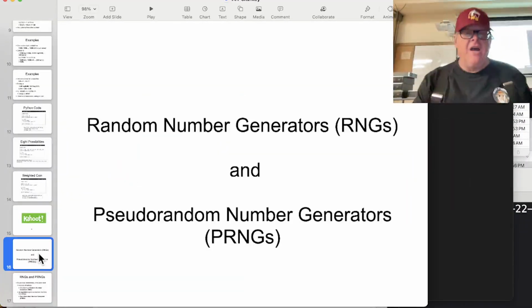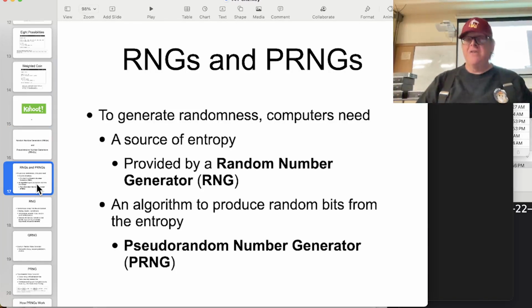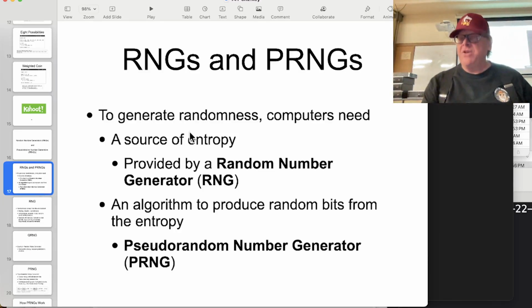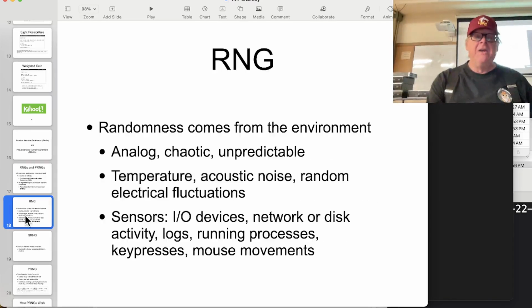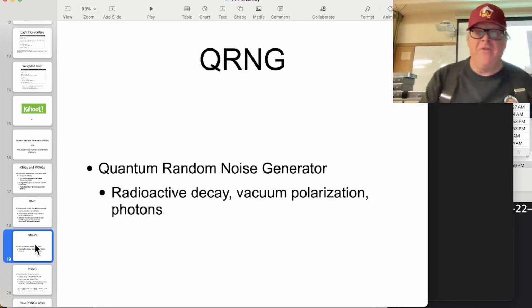All right, so we'll talk about random number generators. How do you make these things on a computer? Now, having a real physical process like rolling dice would be best, but you typically don't have that, so you need a source of entropy somewhere. And then you need some algorithm to create random bits from the entropy. You have to have some source of randomness. So the random comes from the environment typically, so something like temperature, acoustic noise, random electrical fluctuation, mouse movements, key presses. You need some kind of random event coming in from the outside to provide randomness.